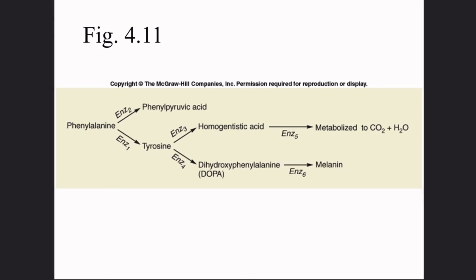This is a common metabolic pathway where we take phenylalanine, which is an amino acid. It's found in protein, right? And this shows the metabolism of it, the breakdown of it. And another product of this can be melanin. If you can remember from anatomy, melanin is what we get our skin color from.